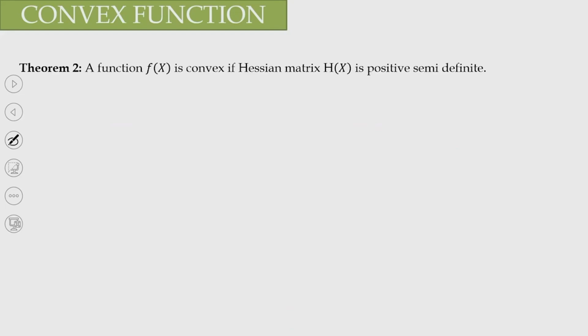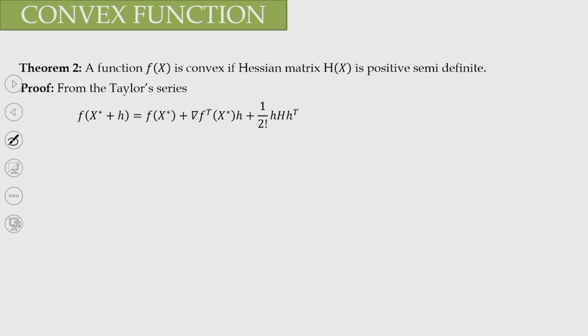Now, let us look at theorem 2. A function f(x) is convex if the Hessian matrix is positive semi definite. So, if the Hessian matrix is positive semi definite, then the function will be a convex function. Let us start from the Taylor series.